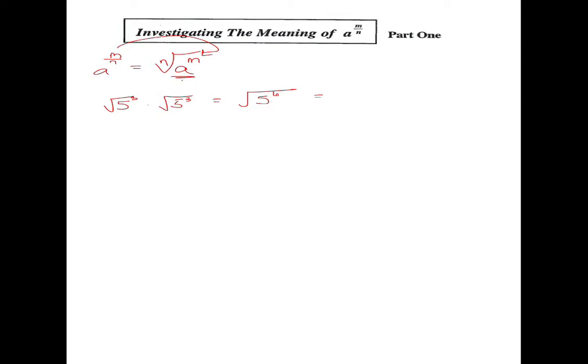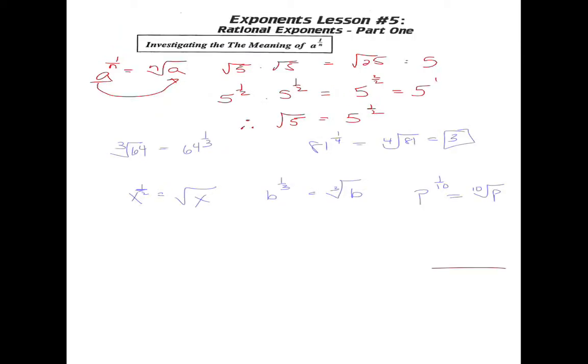If we continue on, I could actually write this. If I were to take the square root of 5 to the 6th power, it's going to give me the square root of 15,625, which therefore, hold on, I have to go back.